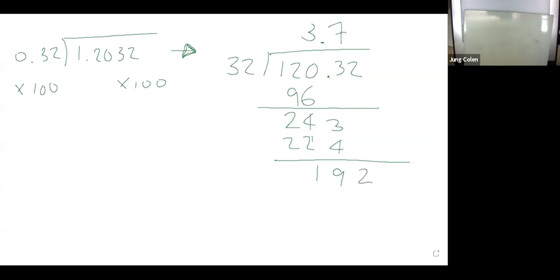And drop down 2, right? What goes here? 32 times what is closer to 192? 6, which is 192. Ooh, that's perfect. So 0 is the remainder. Your quotient has to be 3.76. Okay? All right.